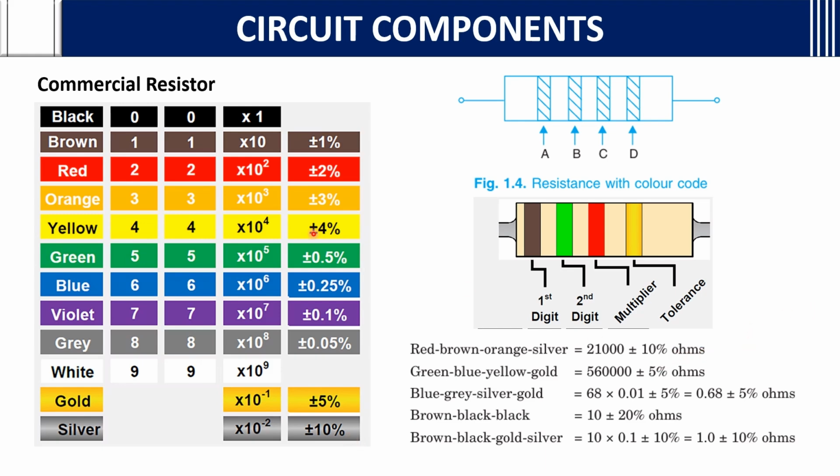We'll take one more example: brown, black. Here brown is the first digit, so 1. Black is the second digit, so 0. Then brown, black, only this much we have, and a plus or minus 20% tolerance should be there.